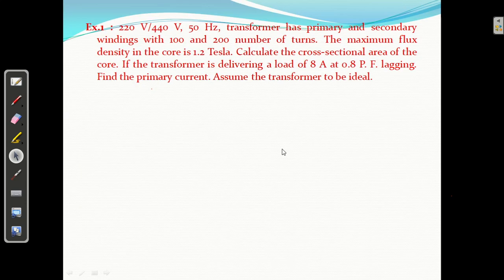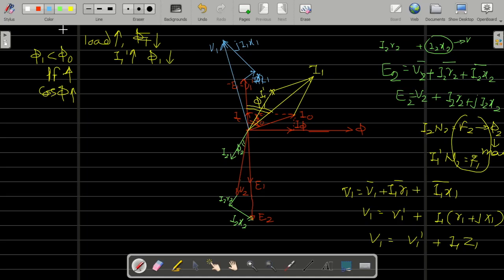This is the first numerical I have. This is the transformer, 220/440 volts. What does 220/440 volt mean? This is the primary voltage, so you can say E1 or V1, whatever, and the latter one is the secondary voltage, always E2 or V2. We'll discuss later on.